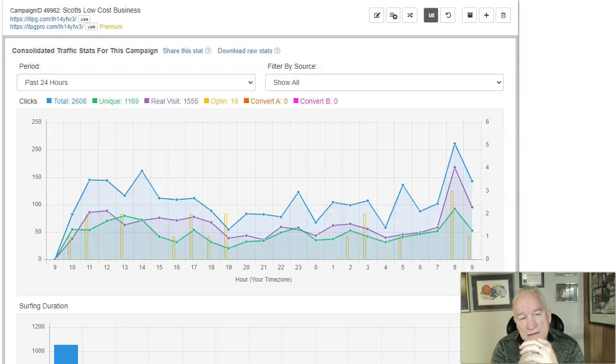Today I just want to look at traffic. You've got to focus your traffic on one capture page and be able to get the lead. That's what you're looking for.